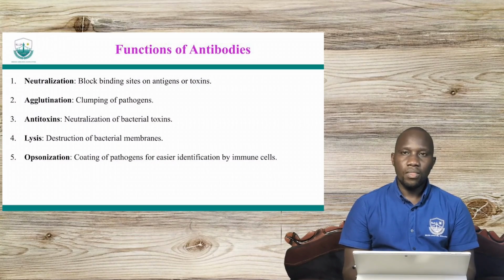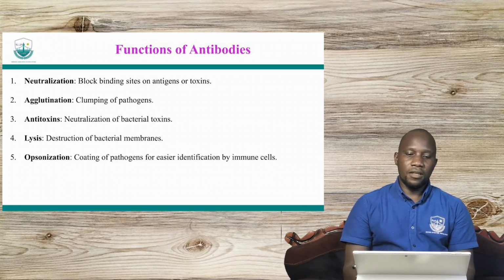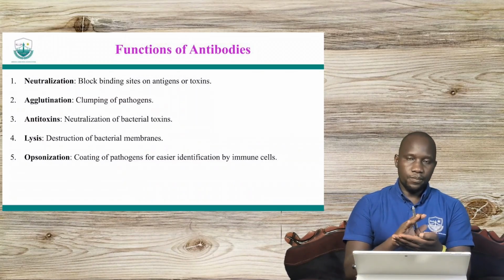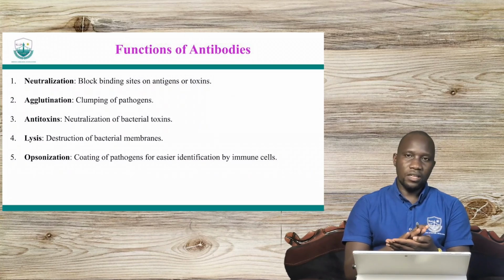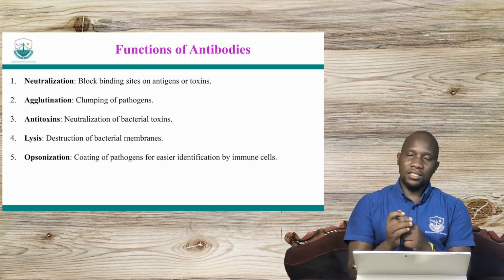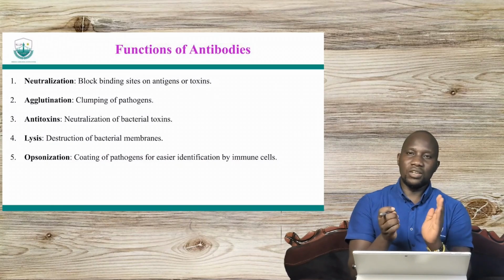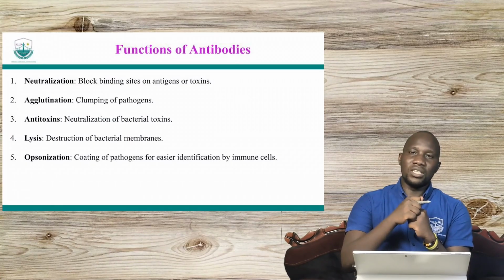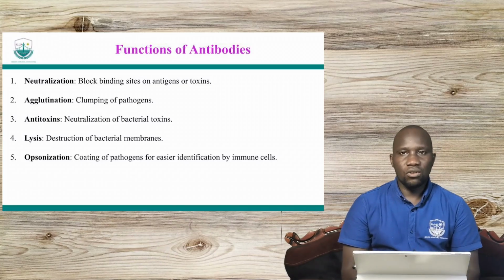Neutralization. This is by blocking the binding sites on the antigen or the toxins. Instead of having the antigen attack the cells, the part that those antigens will use to attach to the normal cells is actually neutralized. It is blocked. So it reaches the cell it wants to attack, but it can't. That is neutralization.